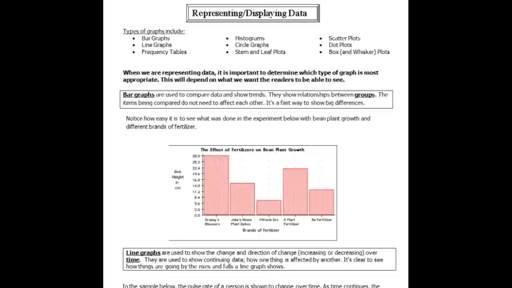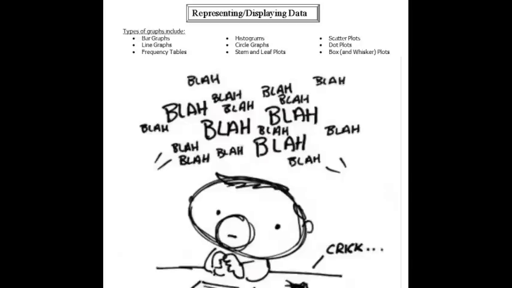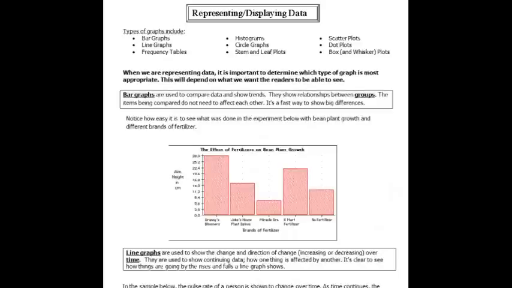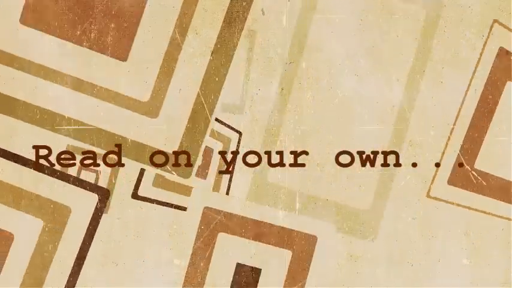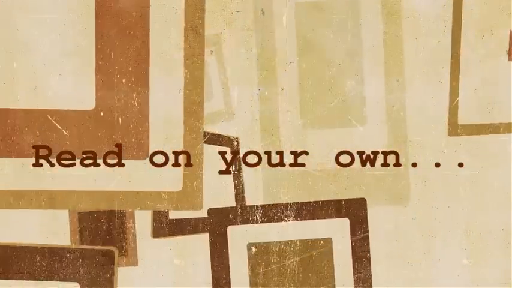Representing and displaying data. We have all different types of graphs: bar graphs, line graphs, frequency tables, histograms, circle graphs, stem and leaf plots, scatter plots, dot plots, and box and whisker plots. When we're representing the data, it's important to determine which is the most appropriate. So go ahead and read through the next page, and then we'll talk about creating bar graphs and line graphs.